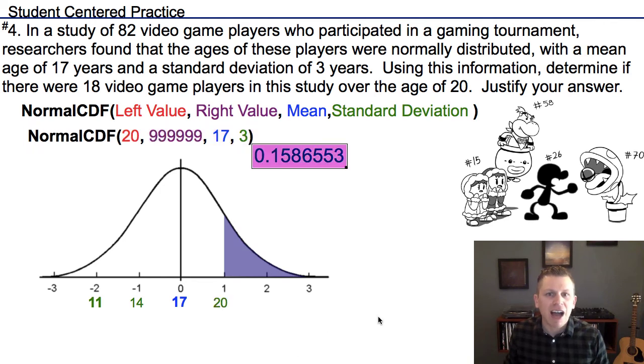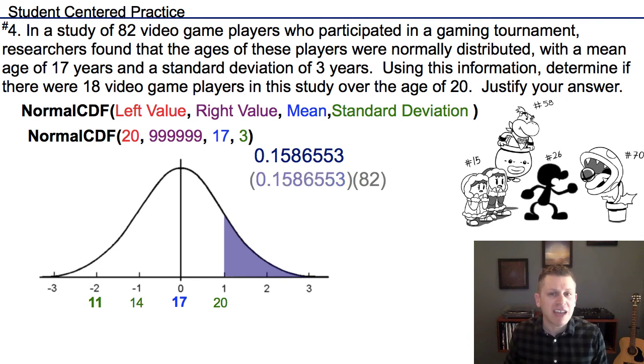Figuring this out, I find that there's about 15.8% of the players are above the age of 20. If I know that there's 15.8% of the players over the age of 20, I really want to know, well, how many players are over the age of 20? So I take that number and I multiply it by the 82 players in the population. What I find is that there should be about 13 players that participated in this gaming tournament above the age of 20.